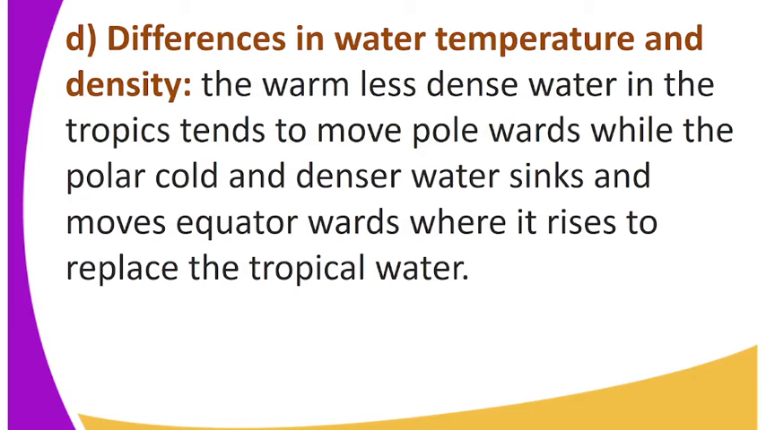D. Differences in water temperature and density. The warm, less dense water in the tropics tends to move polewards, while the polar cold and denser water sinks and moves equatorwards, where it rises to replace the tropical water.